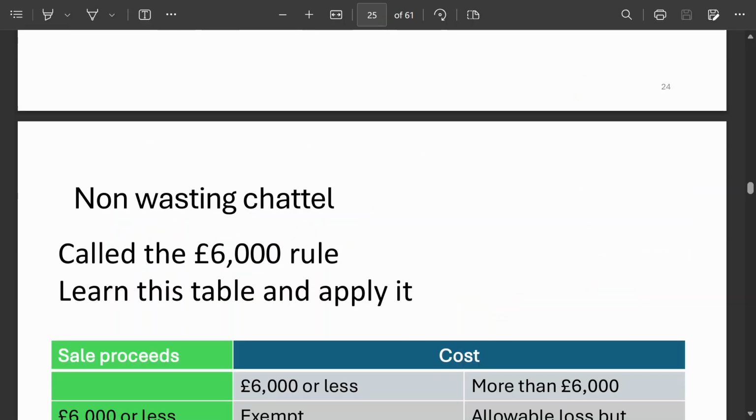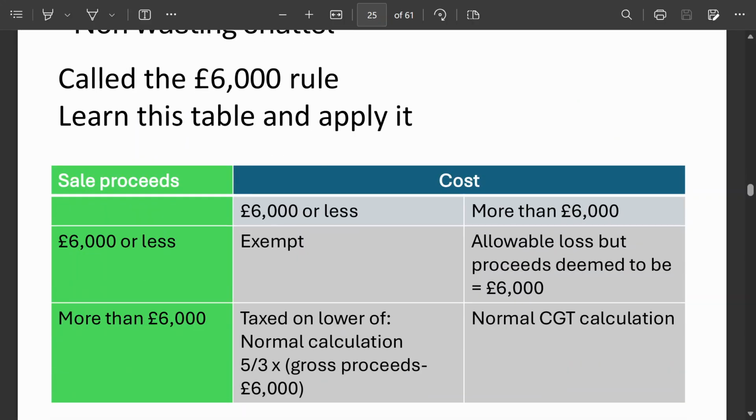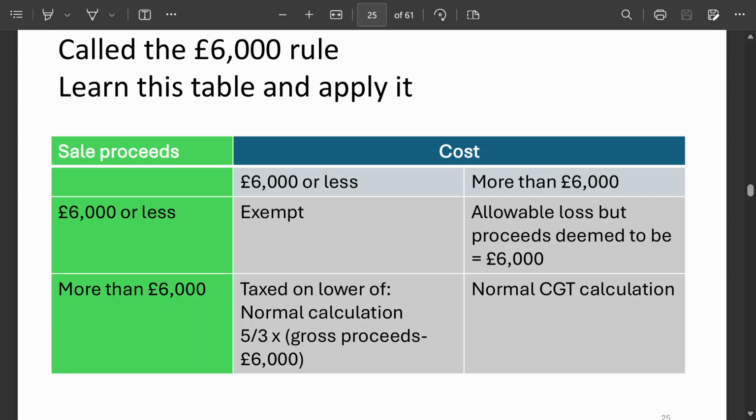Those are generally exempt. Okay, now for non-wasting chattels, we have to remember this table. It's like a matrix structure here. On this side you have cost, which can be either 6K or less or more than 6K. And here you have the sale proceeds, which can be 6K or less or more than 6K. So this is the cost, and this is the gross sale proceeds.